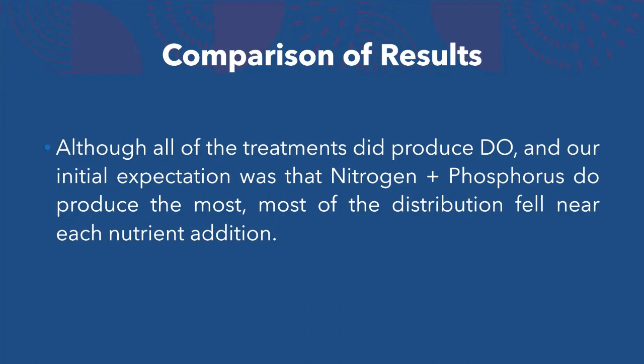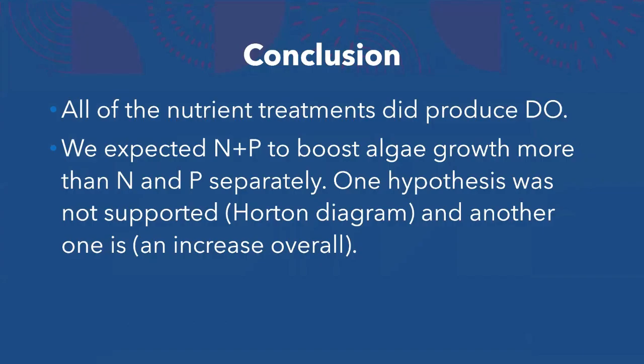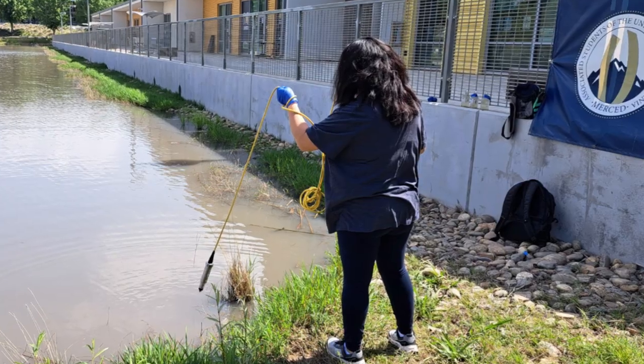Finally, how do we wrap all of this up? As mentioned earlier, all of the nutrient treatments did produce DO, and we expected N plus P to boost algae growth more than N and P separately. And one hypothesis was not supported, which is the Horton diagram from the limnology textbook, and another one is an increase overall. And I know you might be thinking, is this it? Is that supposed to be a good thing? Like, where are we heading with this? We'll leave that to our Q&A session after this.